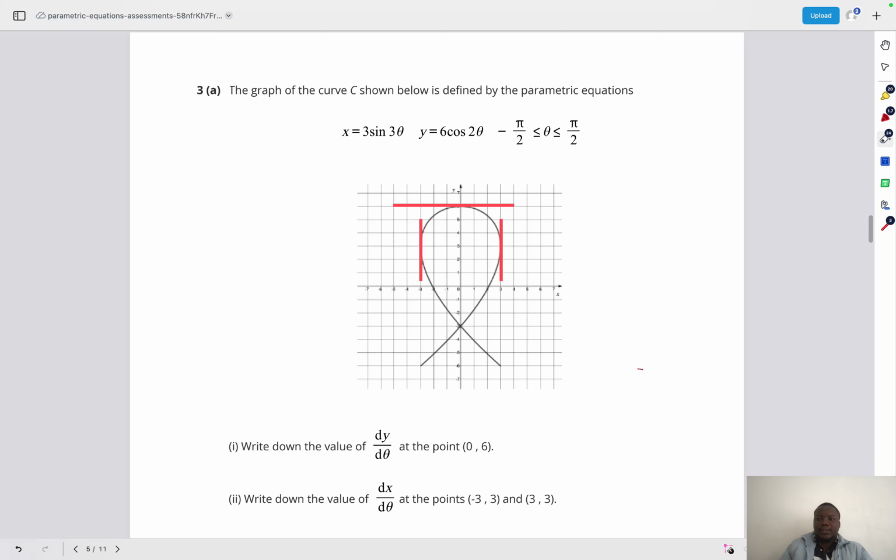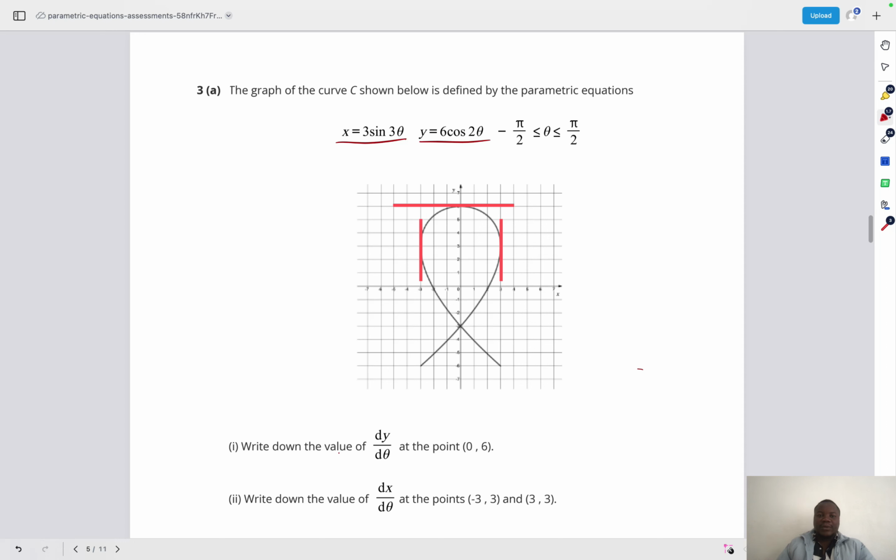Okay, now in part 2 of parametric equations, I have put some lines here just for easy explanations. The graph C shown below is defined by the parametric equations x = 3 sin 3θ, y = 6 cos 2θ, for that π range. So this is the curve that is being defined by these parametric equations.